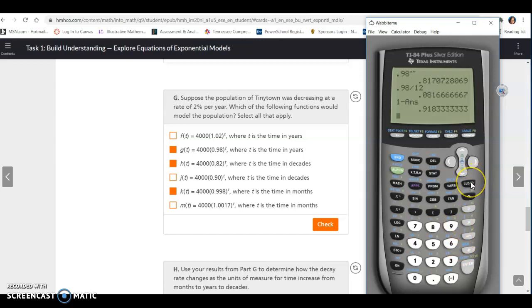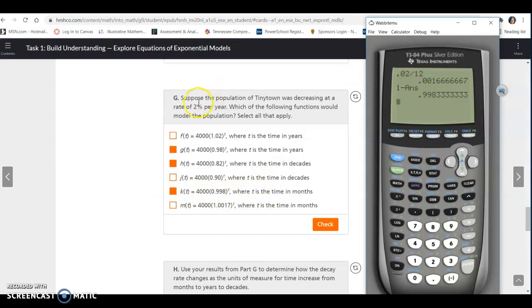And that is not the correct answer. So what did I do wrong? Let's see. Let's see, so it's going to be 0.02 divided by 12. Okay, so I just subtracted the wrong thing. So it's going to be 1 minus this answer, which is 0.998. So that's this one here, which logically I already knew, but I wanted to be able to show it to you.